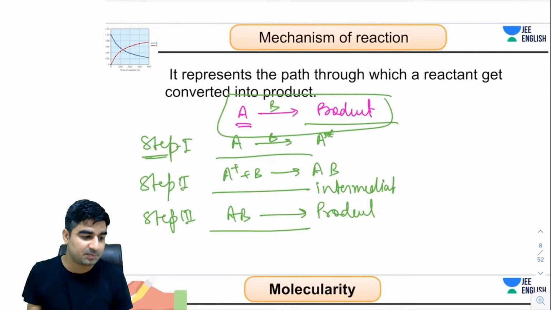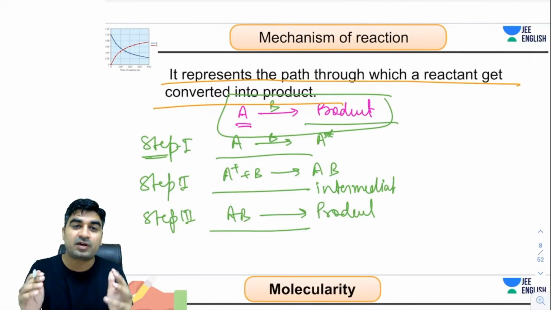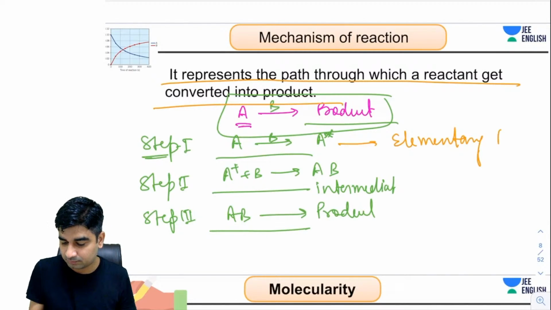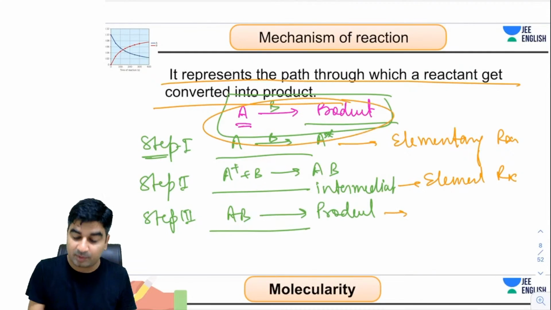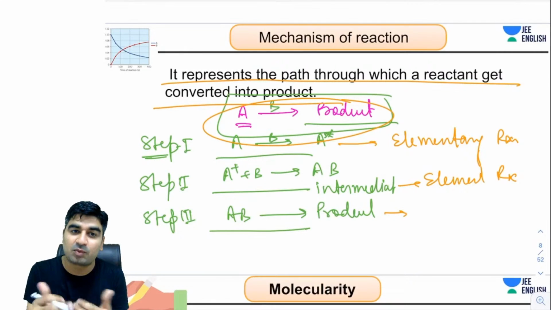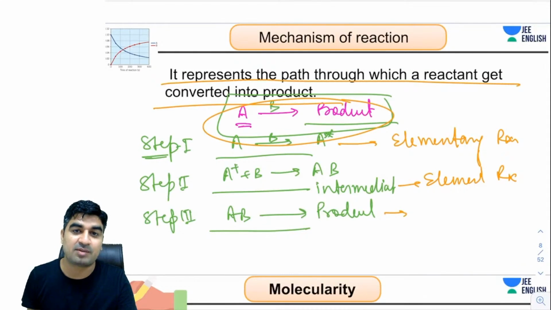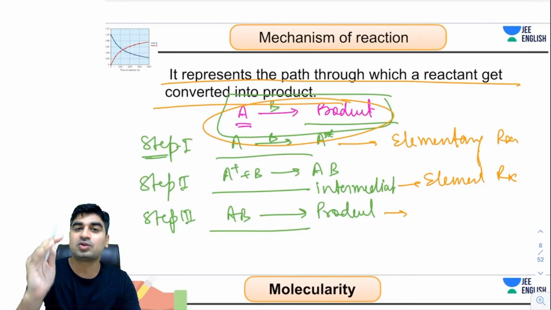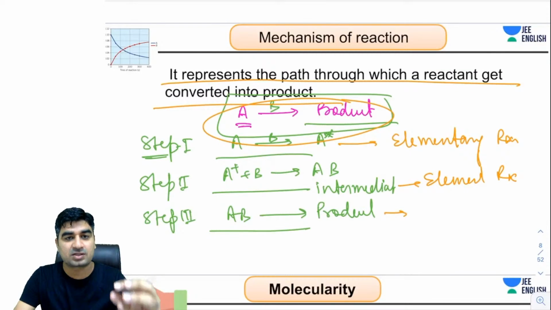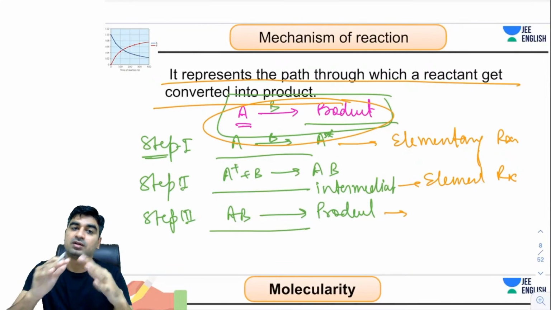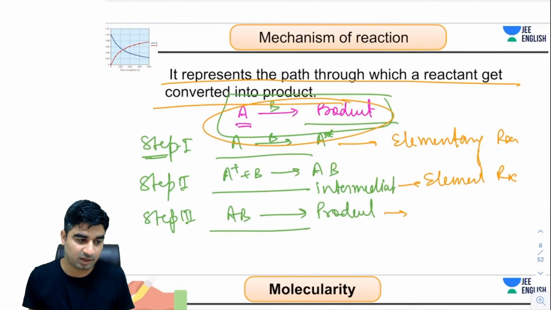So what is mechanism? Mechanism is basically the path through which a reactant is getting converted into product. Each step will be an elementary reaction, and this whole will be complex. So any reaction which consists of more than 2 elementary reactions is called complex. And it is a very important topic from the JEE Mains point of view also, molecularity. So now you know the mechanism. In mechanism, we cut down the reaction into 2 or 3 parts, and then we find out how reactants are getting converted into product. I hope you got it.